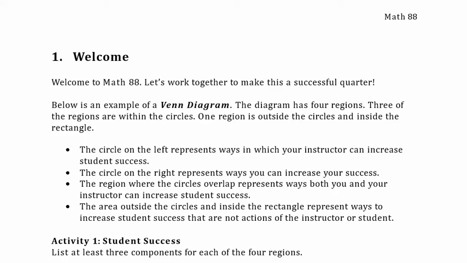In this video, we're going to look at the first section of Unit 1. So we're going to start off here with looking at a Venn diagram, and we're going to use that Venn diagram to talk about what we can do to have a successful quarter. So here's an example of a Venn diagram.